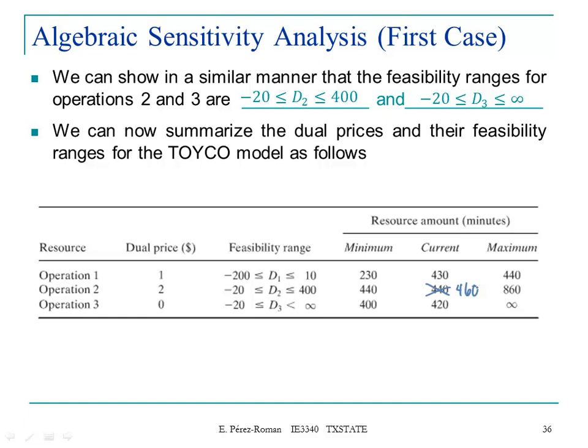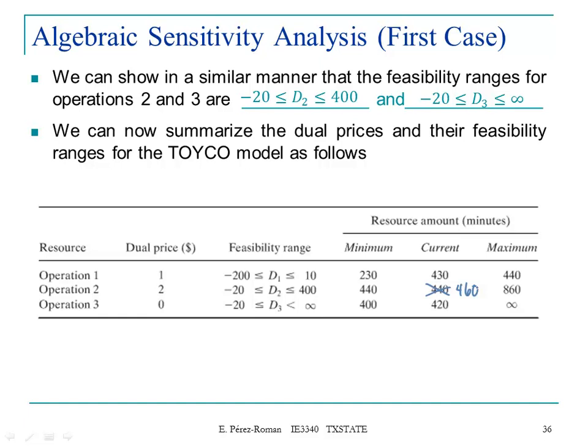Okay? So we compute this, and using this, we can establish what would be the minimum and maximum that you can have in your problem, or you're planning for the number of hours, so you will keep your solution optimal, and you can plan and keep the same solution. Okay? Any questions? So, as you can see for operation 3, you can have a maximum of infinite.